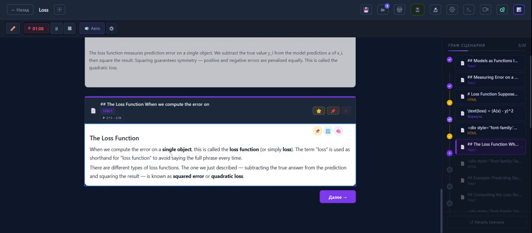So basically, loss function is an error of a single object, simply called loss, or squared error, commonly used as a squared error.